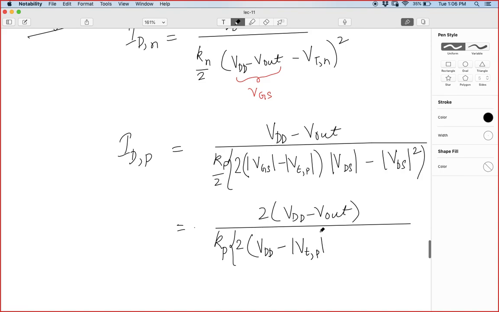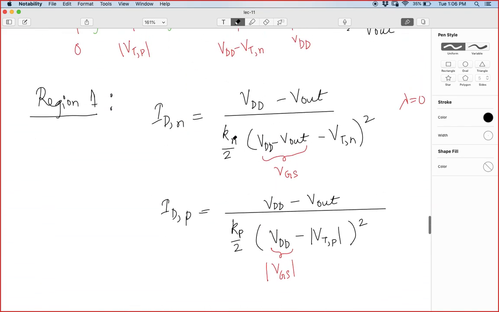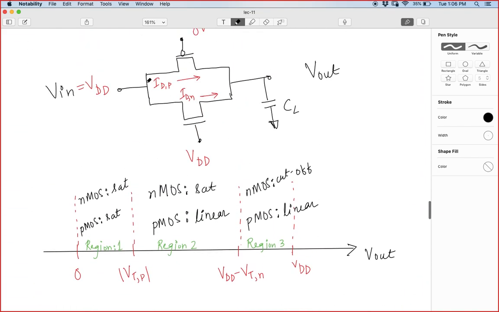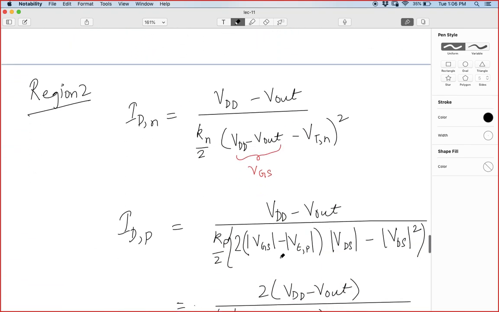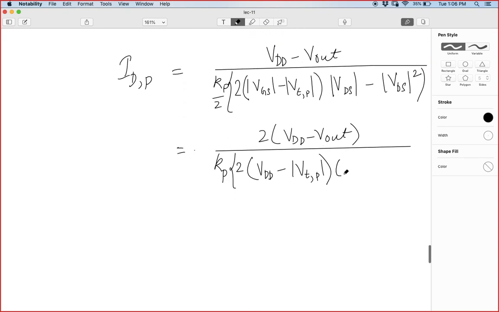Right? So now the mod of VDS, in this case, VDS is V in minus V out, or VDD minus V out, so that is the VDS. So it happens to be VDD minus V out. Again, I have this VDS square, which is nothing but VDD minus V out square.